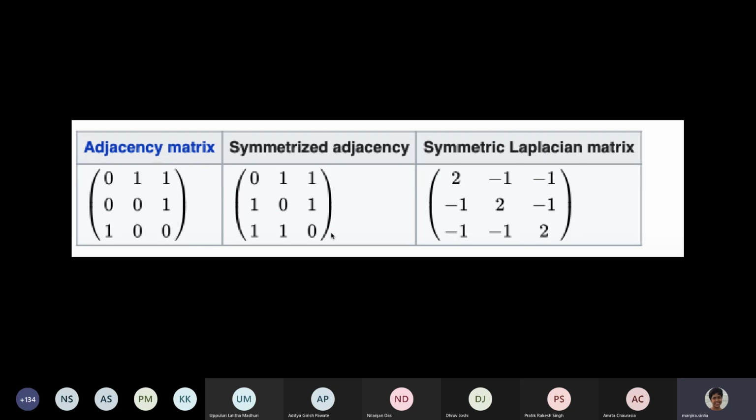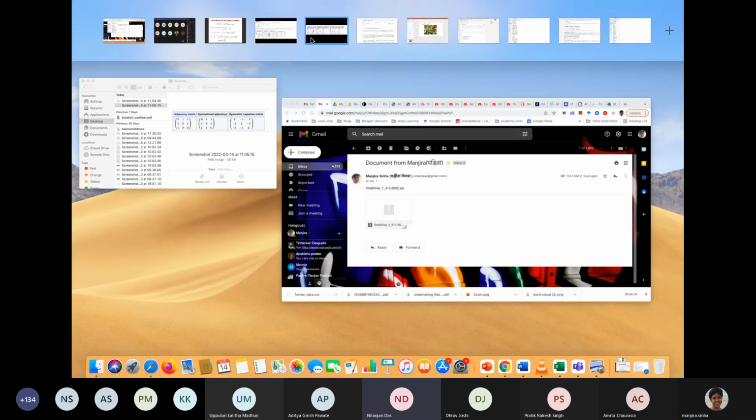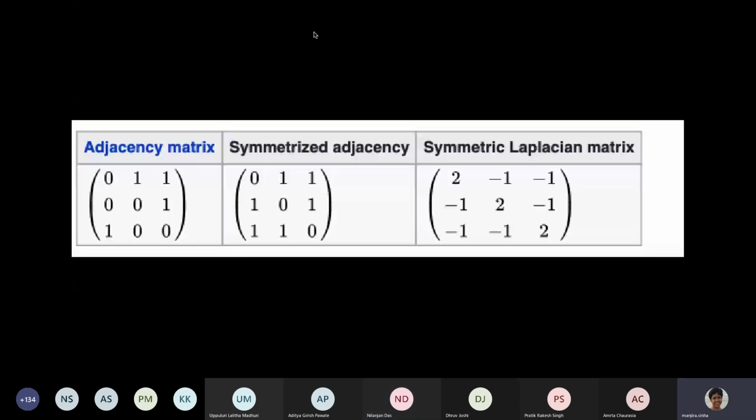So this is just for your knowledge, that even if we have an asymmetric or directed graph, we generally transform the symmetricized version of the adjacency matrix. Okay. Is it clear till now? Yes, ma'am. Can you repeat how we symmetricize it? Basically, what we do is that we sum up the adjacency matrix A and A transpose.